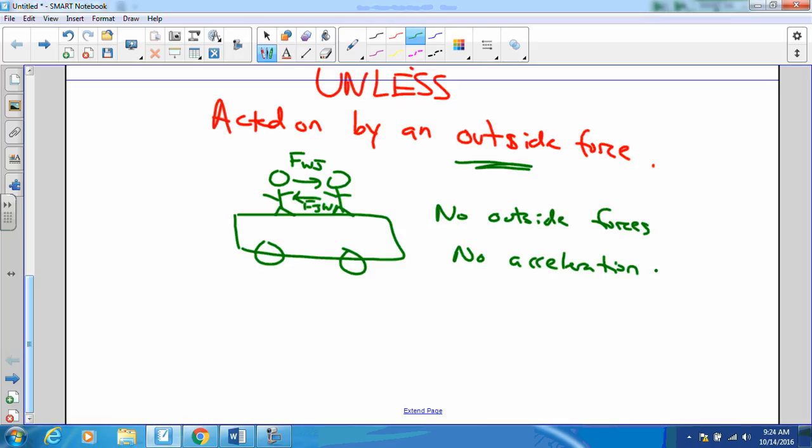Does that make sense to everybody? So we want to distinguish between forces that are internal to our system and forces that are external to the system. I've used this word system. What is this word system? A system is a collection of objects.